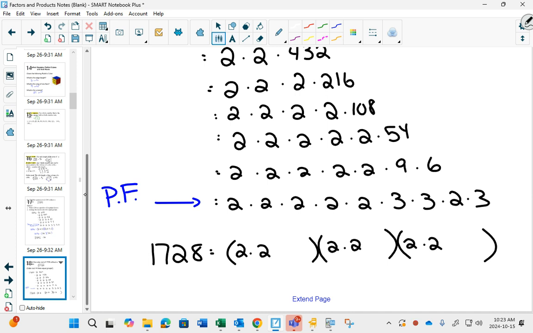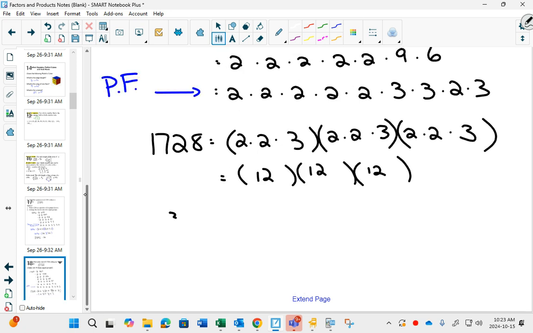How many 3's do we have? 3 of them. There would have to be 1 in each. All 3 of those are the same. If I multiply them out, I get 12, so the cube root of 1728 is 12.